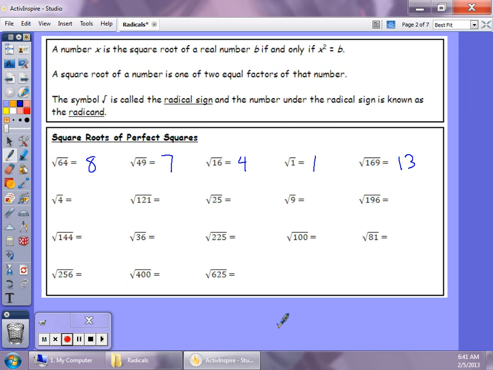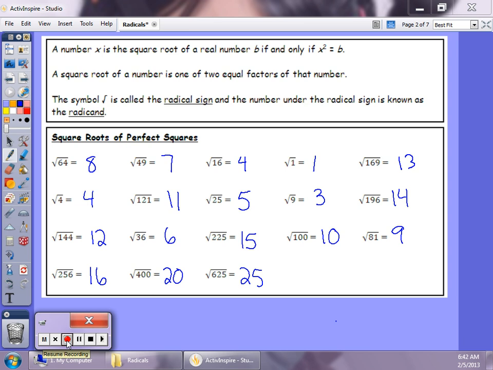At this time, go ahead and stop the video. Practice the rest of the square roots, your perfect squares, and when you're ready to check your answers, go ahead and start the video. So here are the answers to the rest of the square roots of perfect squares. Go ahead, again, stop the video, check over your work, and when you're ready to move on, start the video.